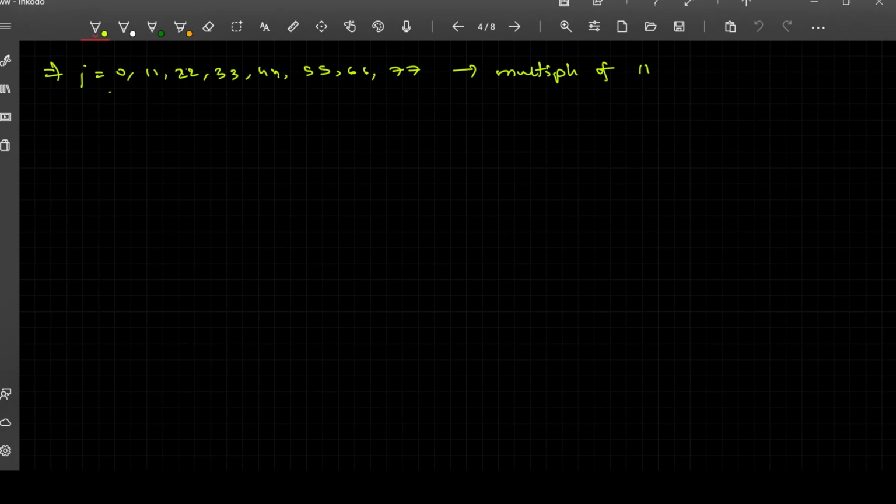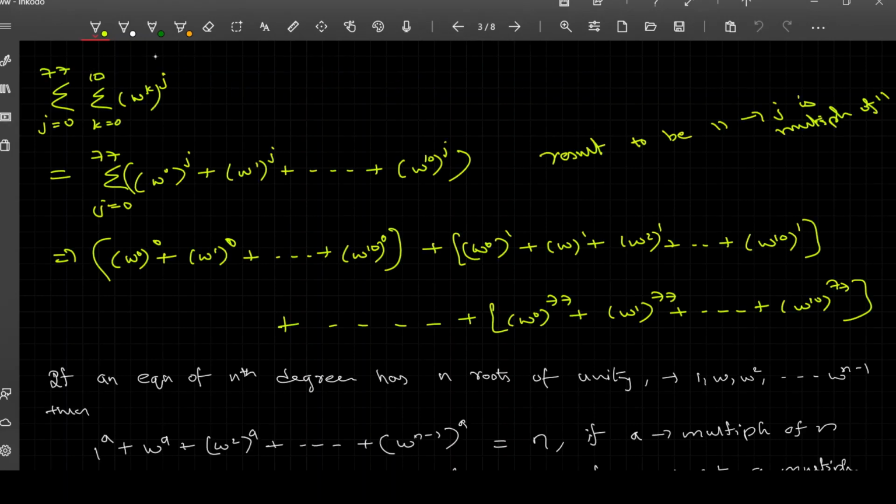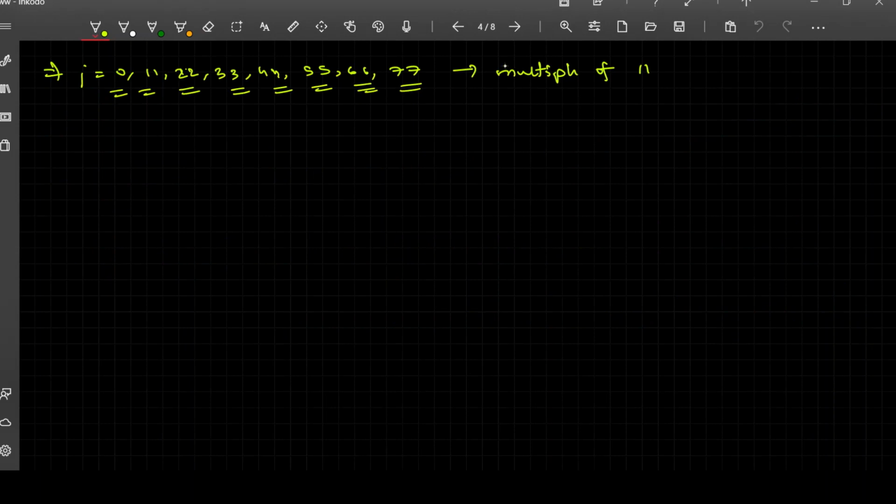So we can find 0, 11, 22, 33, 44, 55, 66, 77, because we are ending up with our sigma j value to 77. These are the multiples we can find that are of 11. So therefore the total summation would be 8 times 11, fine. So I shall write it again: 8 times 11 plus all the remaining summation. All the remaining summation will be 0.